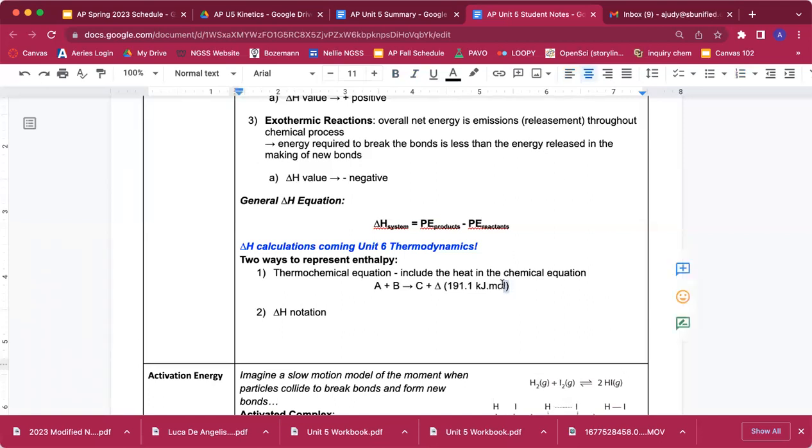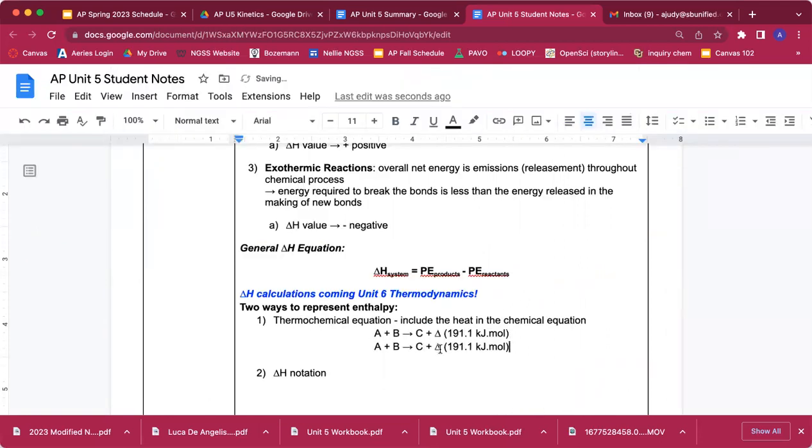Likewise, if it was endothermic, okay, I would say, oh, goodness gracious, this is totally endothermic because it's heat as a reactant.